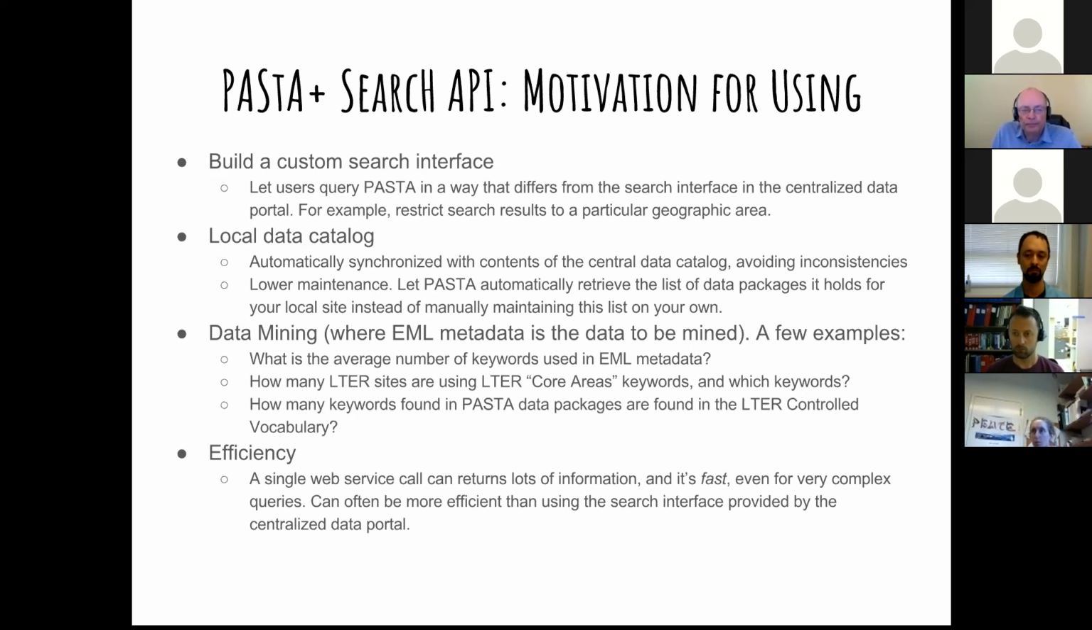More on this later. Third, the Search API can be used for data mining, where EML metadata is the data to be mined, processed, or analyzed in some way. I've provided a few examples here, though I'm sure many other better examples could be easily imagined. The final motivation I would list is efficiency, in that using the Search API in your script or program or on the command line is often faster and more efficient than relying on the central data portal, where the results are displayed in HTML and paged 10 documents at a time.